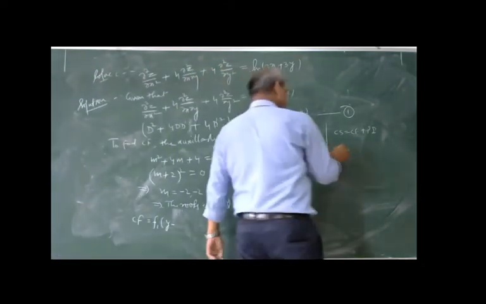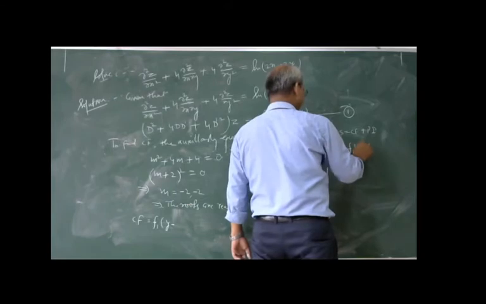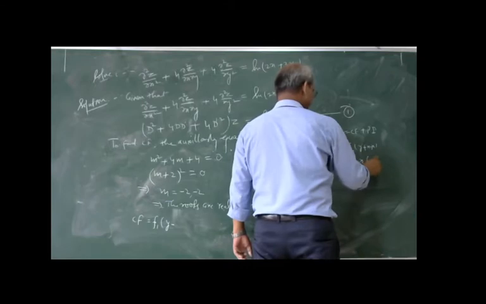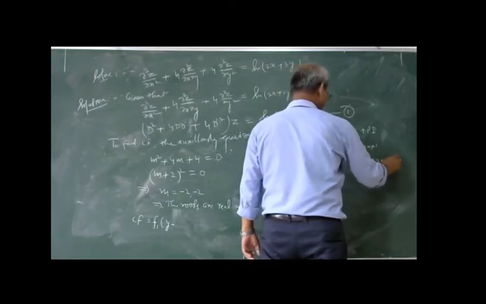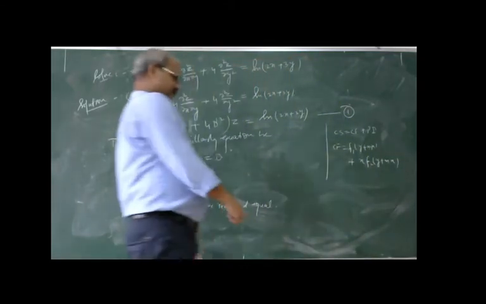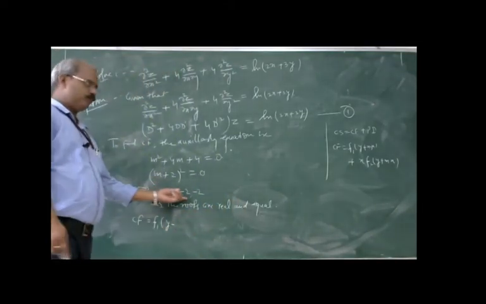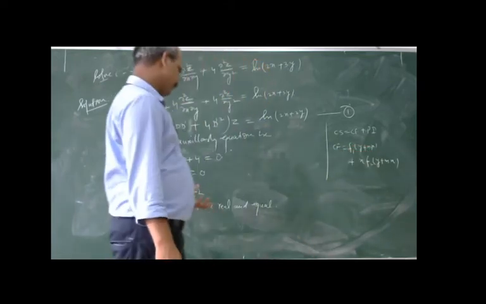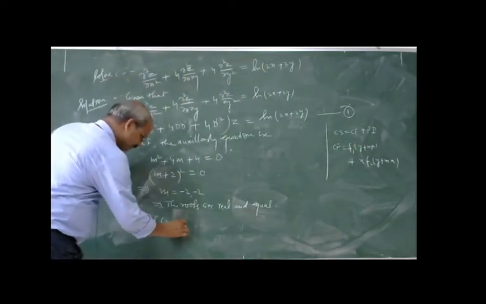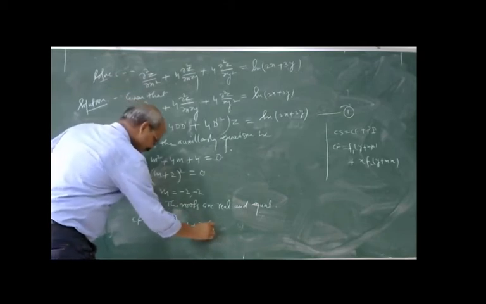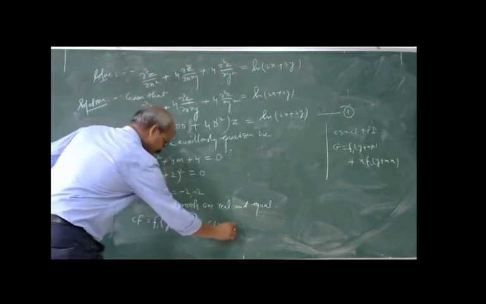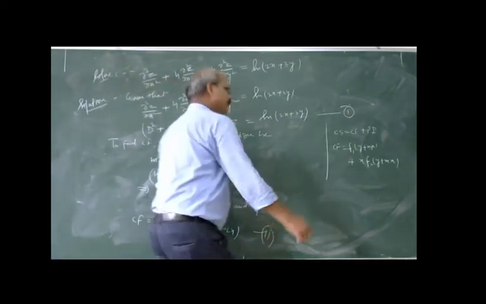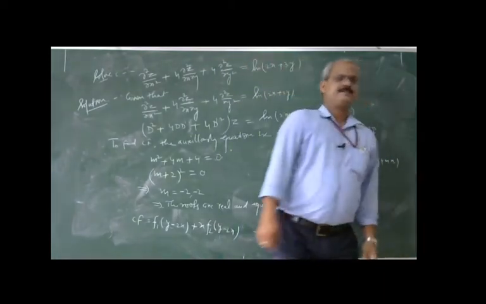CF is equal to f1(y + mx) + x f2(y + mx). Here the value of m is −2, so in place of m we put −2. So CF = f1(y − 2x) + x f2(y − 2x). Now this is the second case, and to find the PI, as you have seen in the last video, do like this.